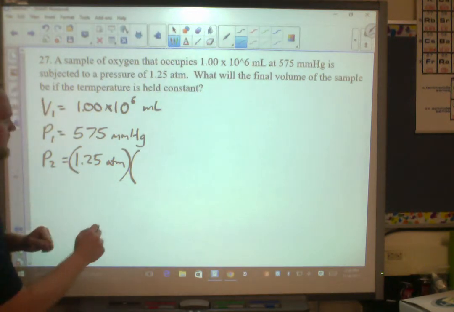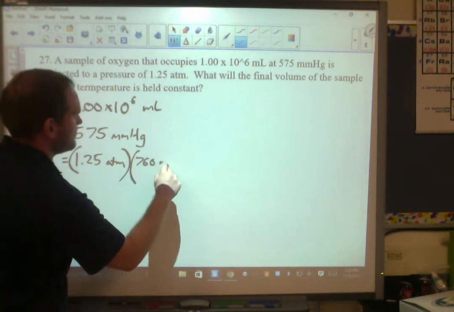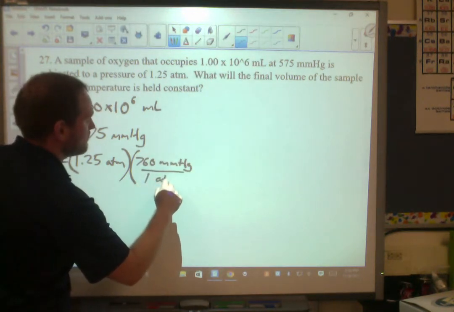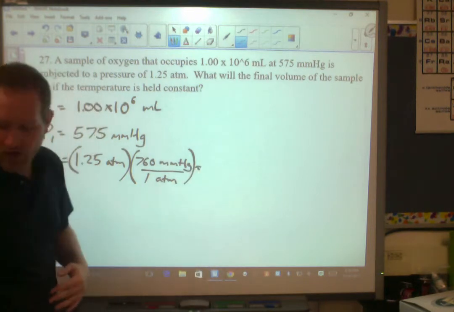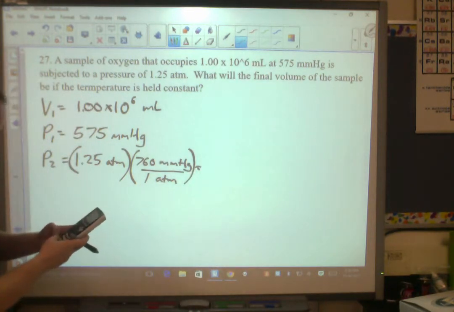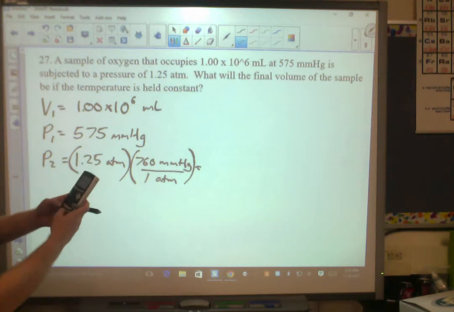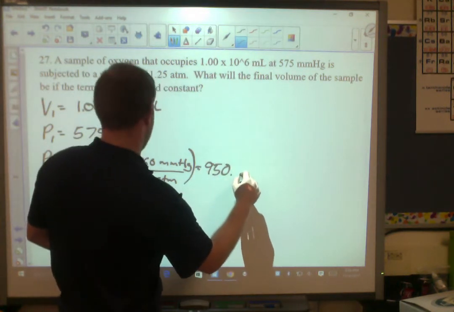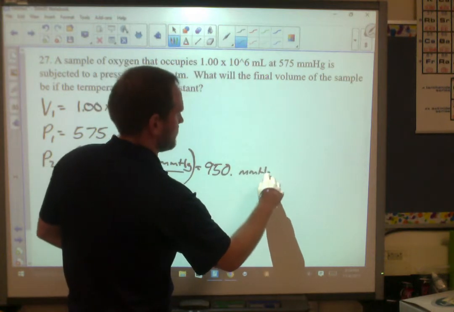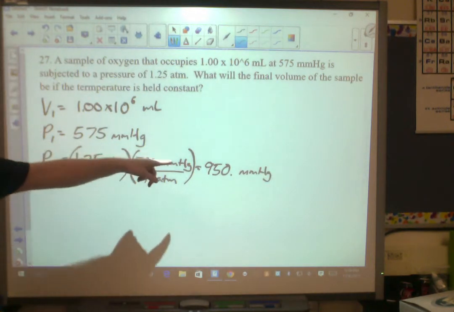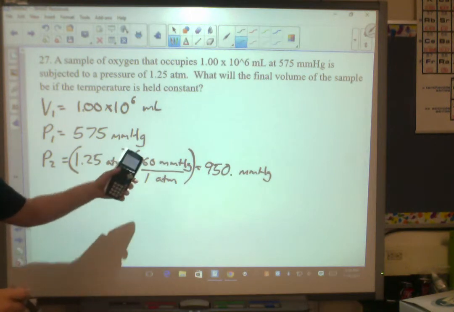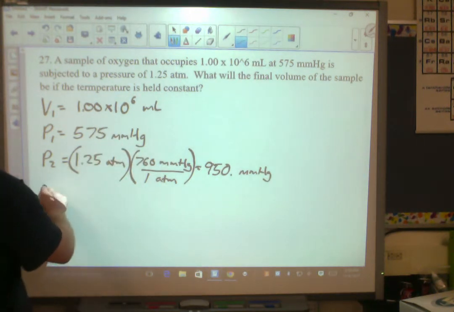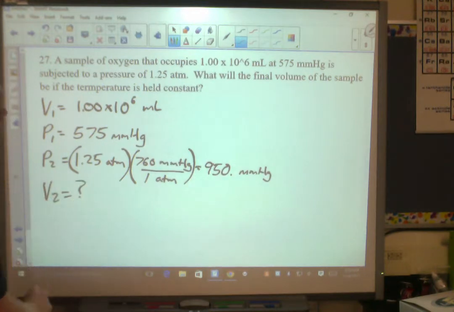So 1.25 atm times 760 mmHg per 1 atm. This gives us 950 mmHg. Okay? So now my pressure units are the same. We're good. If you turn that into atm, it's fine that way too. And we're solving for the new volume, so that's going to be my question mark.